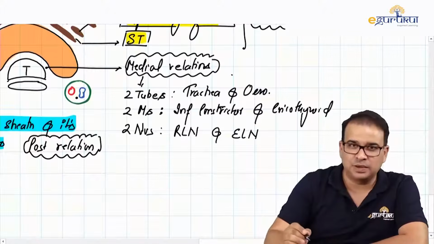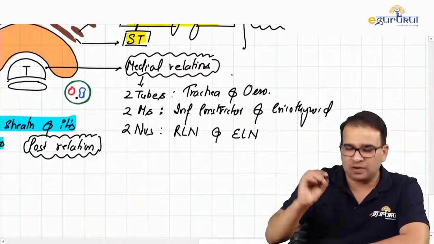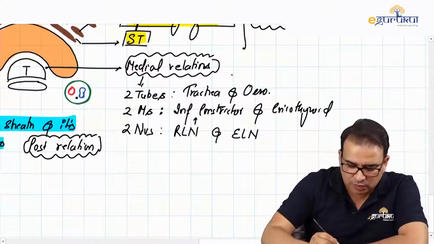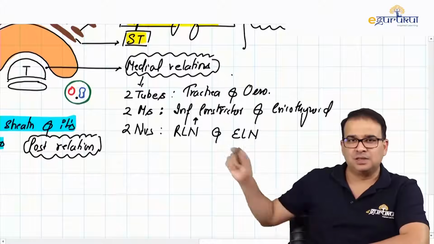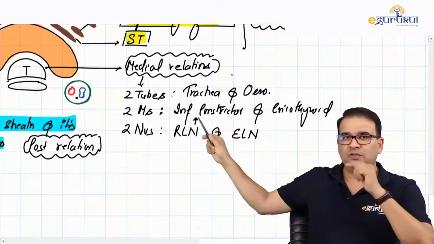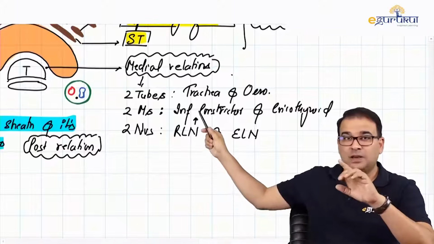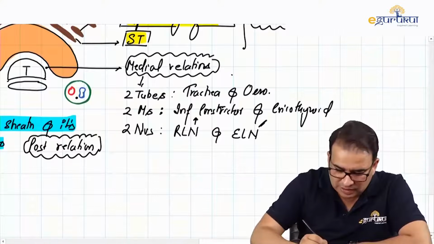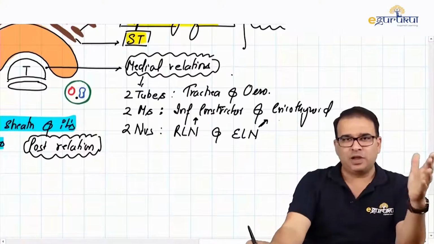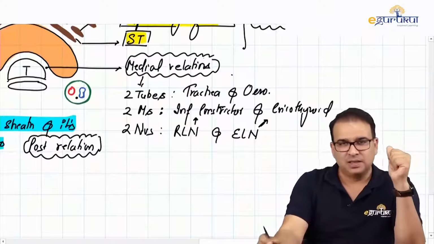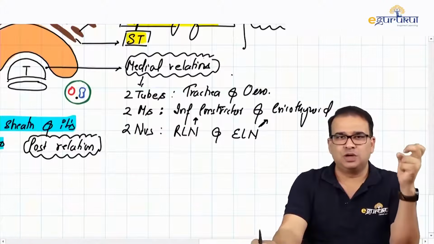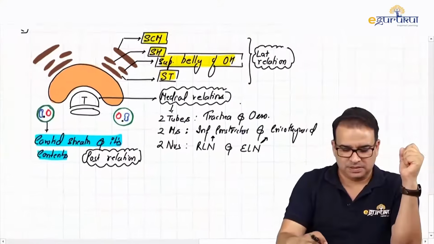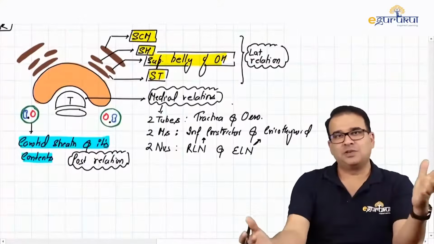You can remember it this way: some part of the inferior constrictor is supplied by the recurrent laryngeal nerve. What part was that? Cricopharyngeus. So when you think of inferior constrictor, think of recurrent laryngeal nerve, especially the cricopharyngeus part. When you think of cricothyroid, think of what nerve? External laryngeal nerve. So that way you can remember the medial relation as well. The medial relation is two tubes, two nerves, and two muscles. So these are the relations of the thyroid gland.